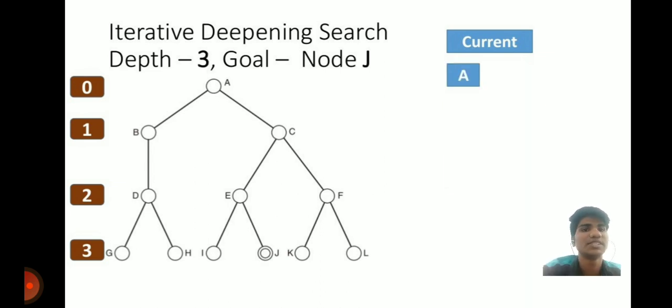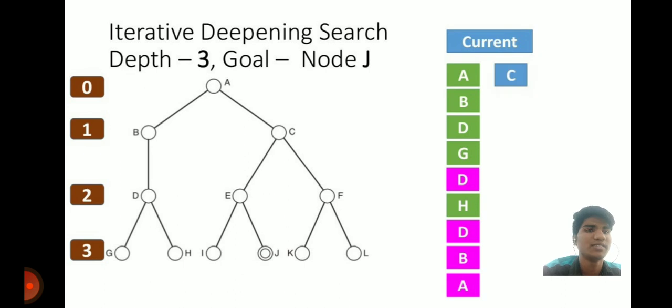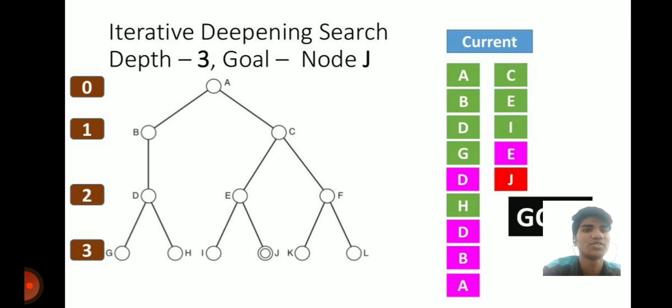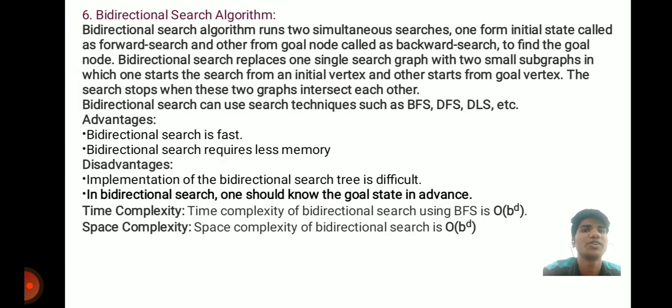And the same in depth 3, our J will be there. So our goal node is found. So it is iterative deepening search. It will be a step by step procedure, like BFS and DFS. I think all of you understand iterative deepening search, and we go to the bidirectional search algorithm.